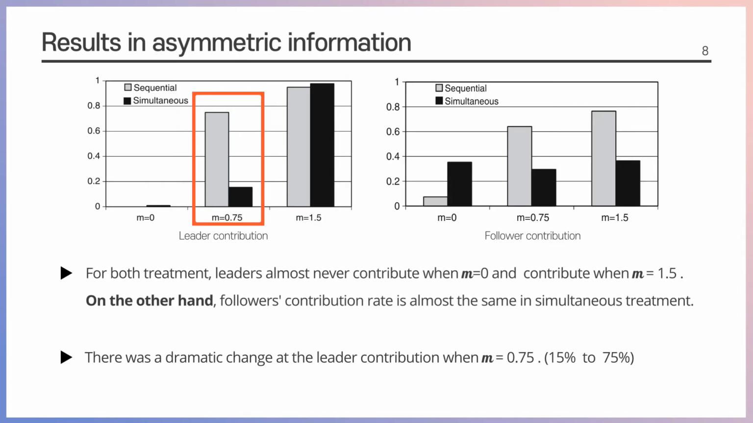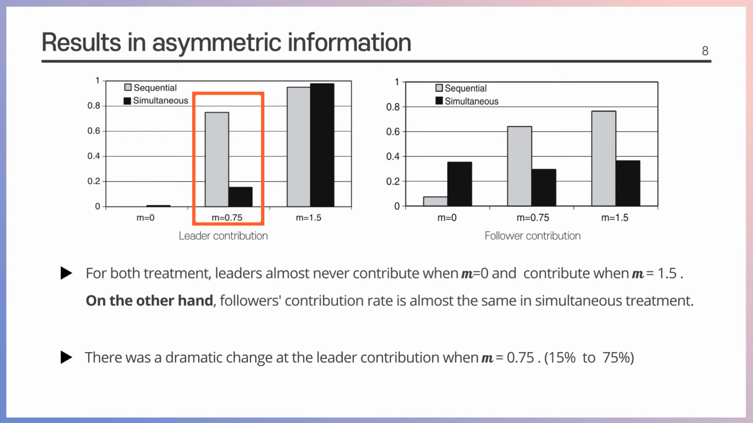The game is over, and let's look at the result. First, in the asymmetric information treatment, only the subject at the leader position observes the size of M. For both sequential and simultaneous treatments, leaders almost never contribute when M is 0 and contribute when M is 1.5, regardless of the follower's decision.